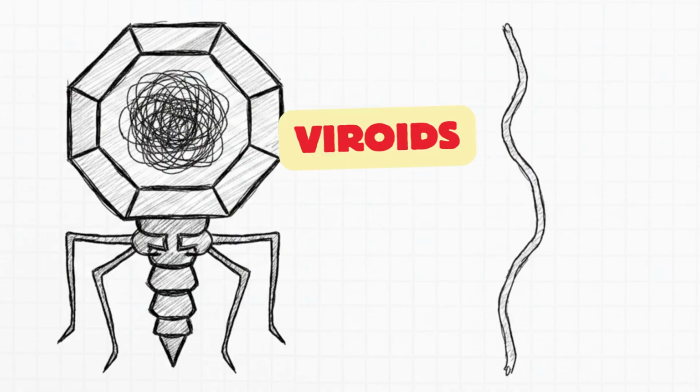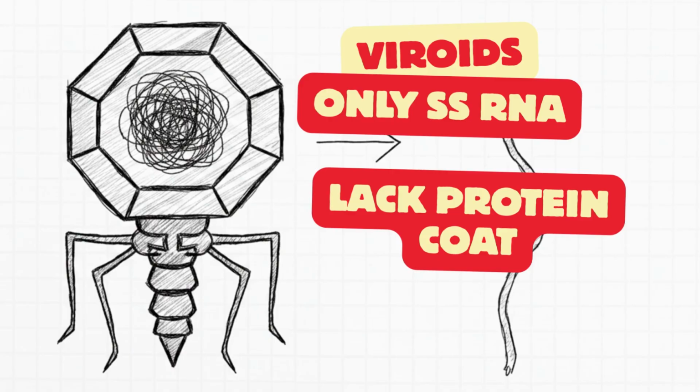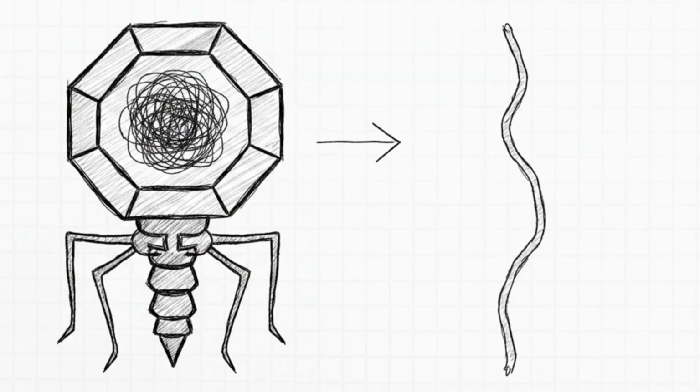But then there are viroids, which strip the concept of life down even further. Viroids are the smallest infectious agents currently known to us. They possess only a tiny little loop of single-stranded RNA and completely lack a protein coat. They are incredibly far from what we traditionally consider living, yet they successfully replicate and cause real disease.